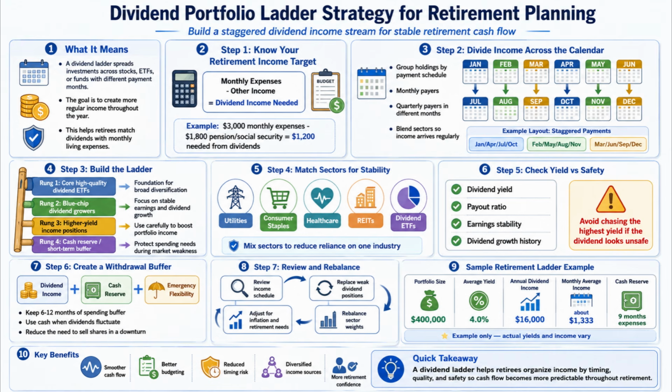Overall, a well-designed dividend portfolio ladder may provide smoother cash flow, easier budgeting, reduced income timing risk, greater diversification, and more confidence during retirement. Most importantly, the strategy combines payment timing, investment quality, diversification, and cash reserves to make retirement income more predictable. This information is for educational purposes only and should not be considered personalized financial advice. Investment returns and dividend payments are not guaranteed, so consider your financial situation and seek professional advice when necessary.